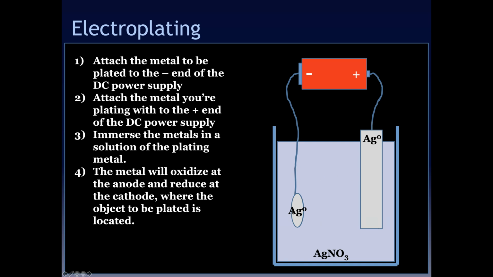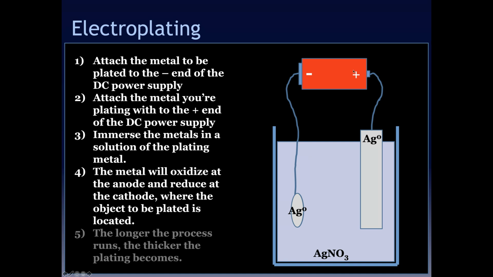If you were to swap it, well, it wouldn't do you any good because you'd need, let's say you had a copper penny and a silver bar, and you switched the battery, and you had a copper nitrate solution, you could coat the silver bar with the copper from the penny. Whatever metal you're going to be coating is hooked up to the negative end, and whatever metal you're going to coat with is hooked up to the positive end. You can make this thicker by just simply letting this process run longer.